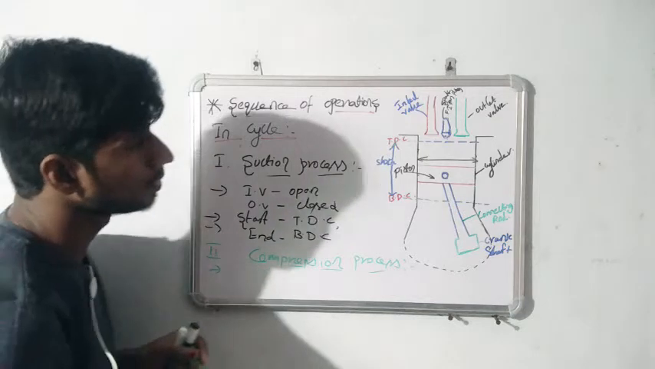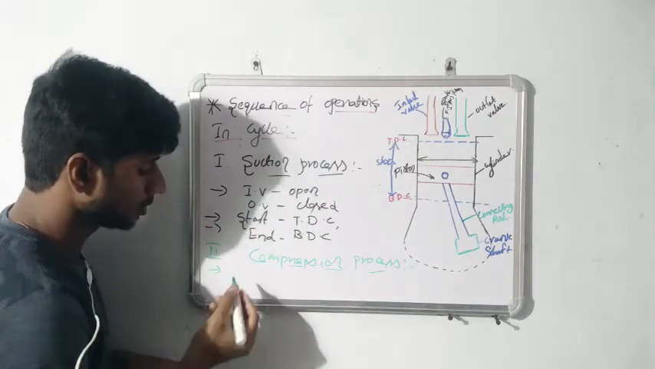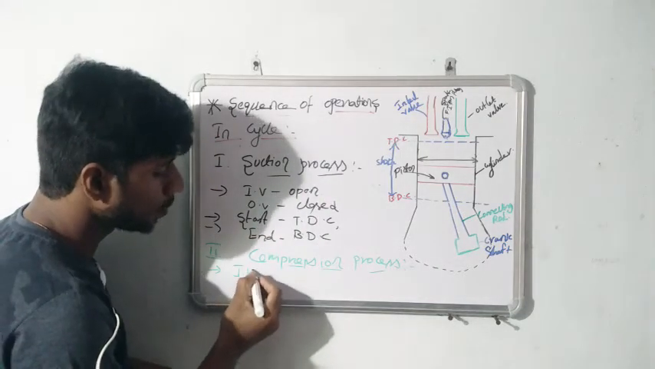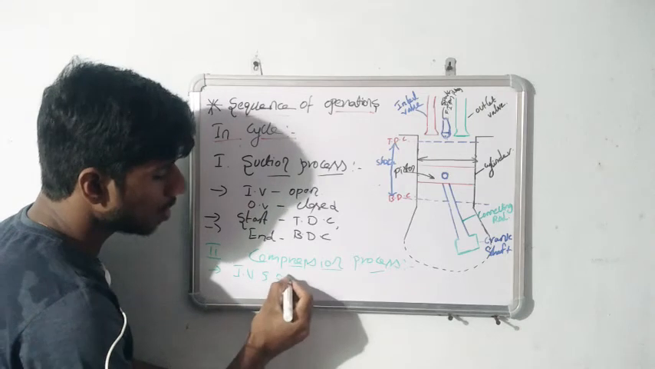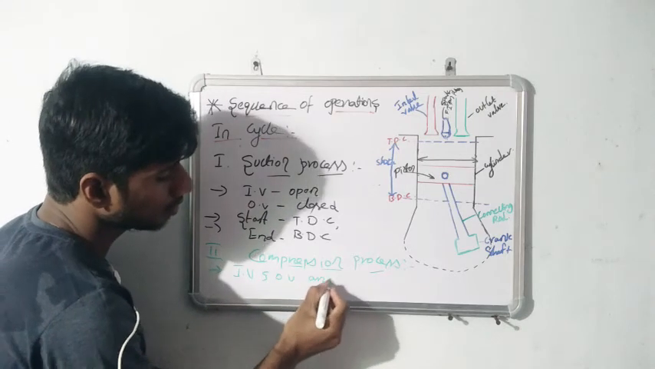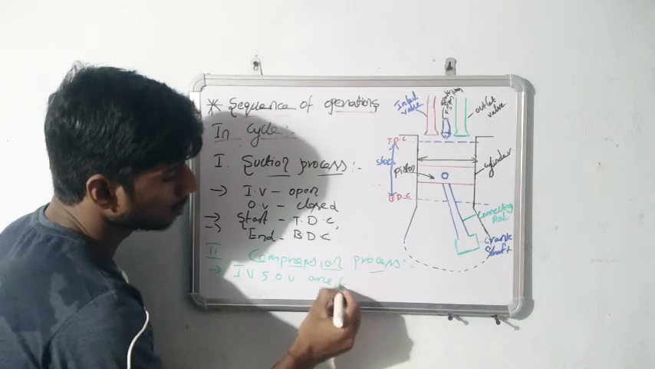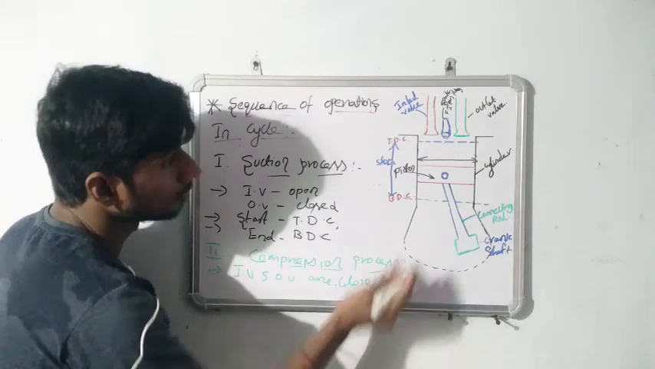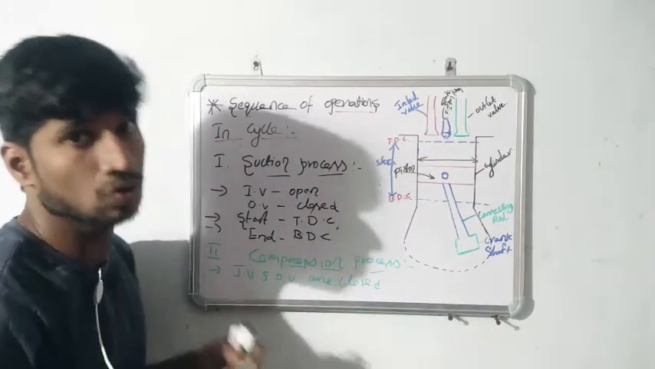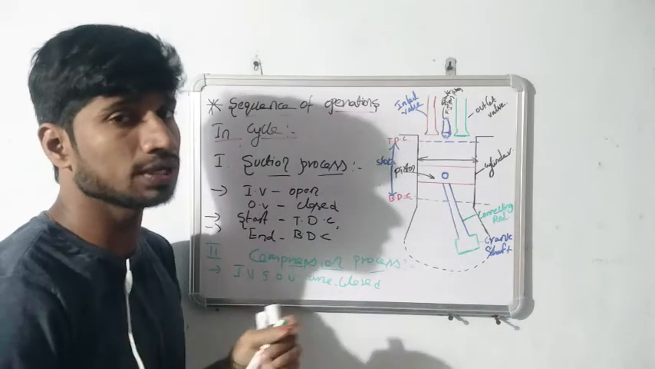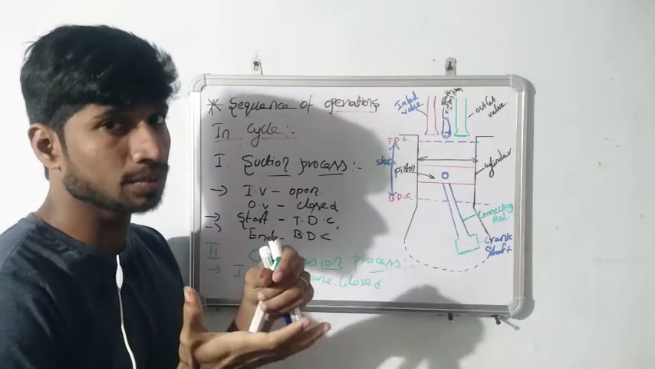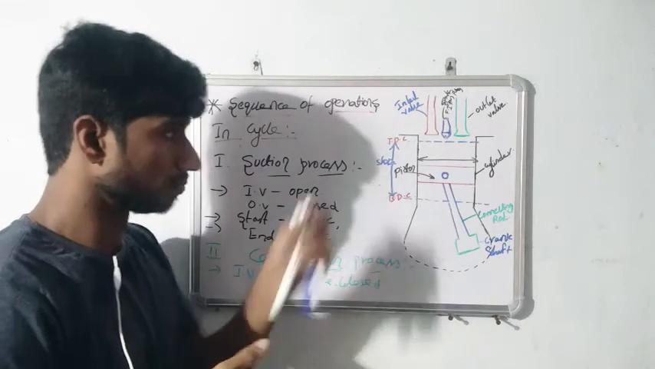In this process, what about the valve condition? In this process, both inlet and outlet valves are closed. When the two valves are closed, we get the maximum compression here.